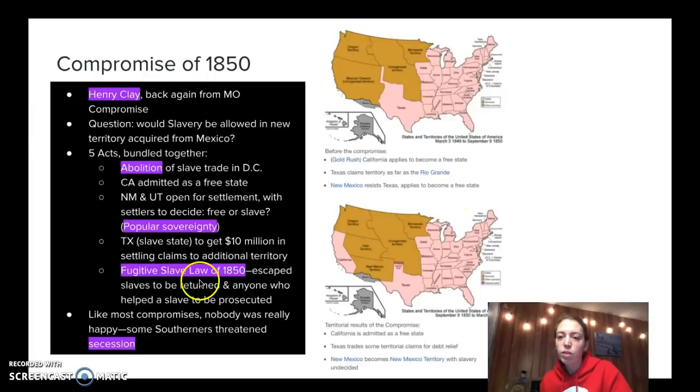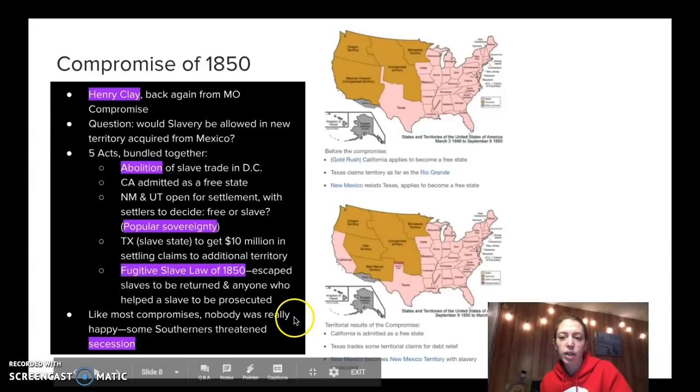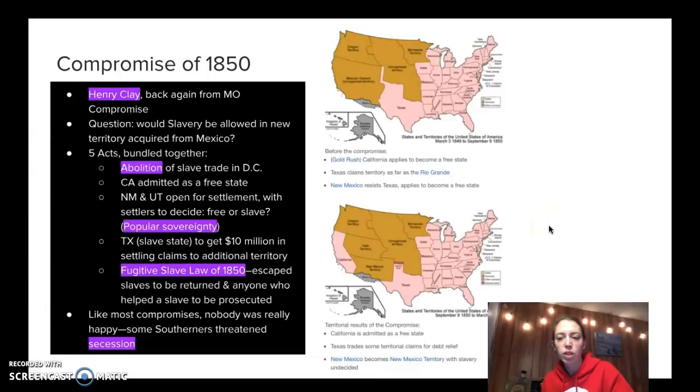And then you have the Fugitive Slave Law of 1850, where escaped slaves would be returned pretty much no matter what. Anyone who helped a slave could be prosecuted and put in jail for like 6 months and be given a huge fine. Basically, every single person who suspected that someone might be a slave had to act upon it and turn that suspected slave in. But guess what?